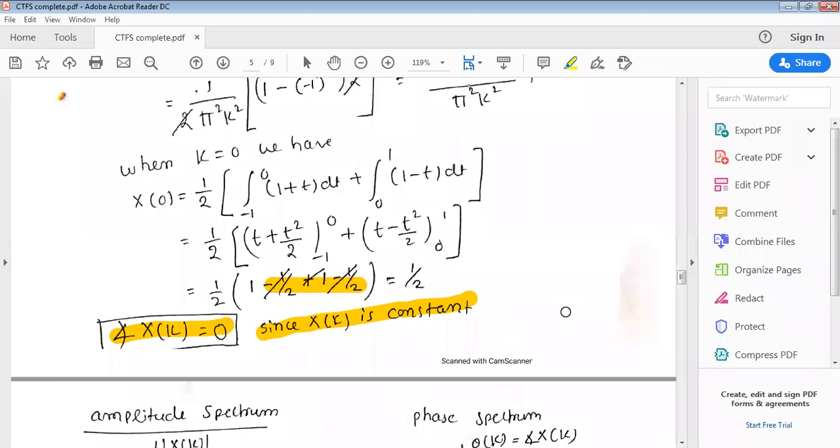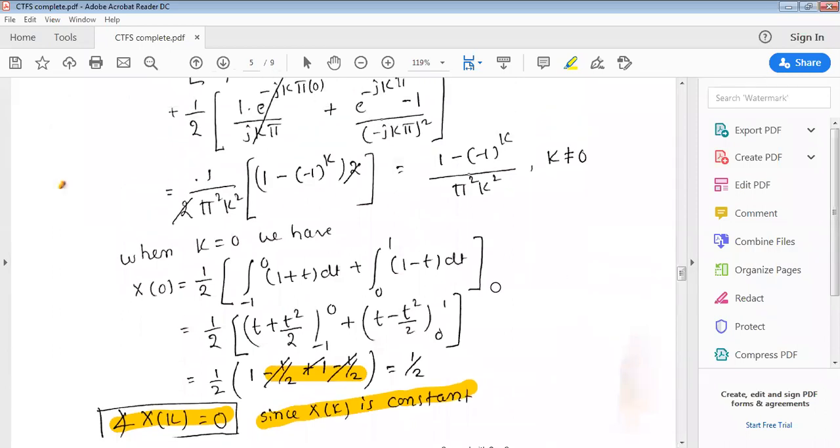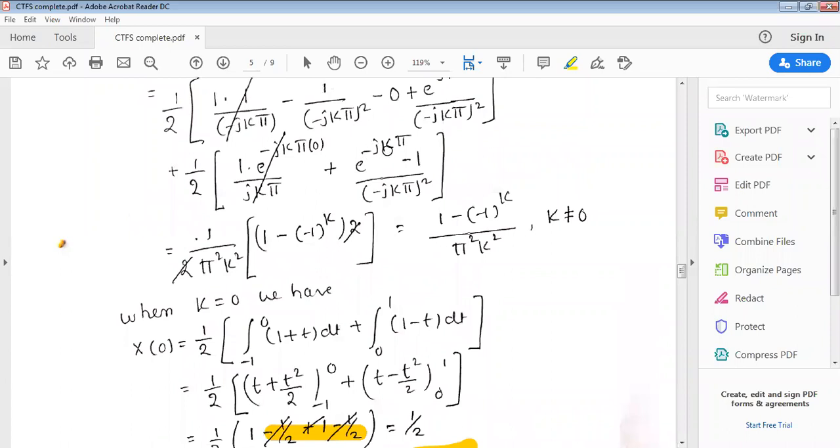Sir, in the final step, how did you get (minus 1) whole power k? This one, this one is e power minus jkπ. So in this I will write it as (e power minus jπ) whole power k. E power minus jπ is nothing but cos π minus j sin π. Sin π is 0. What is cos π? Minus 1. (Minus 1) whole power k. This is what I have written here.